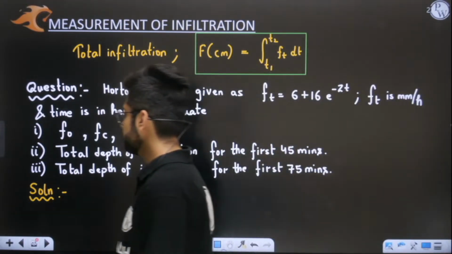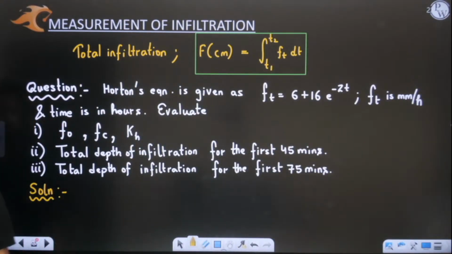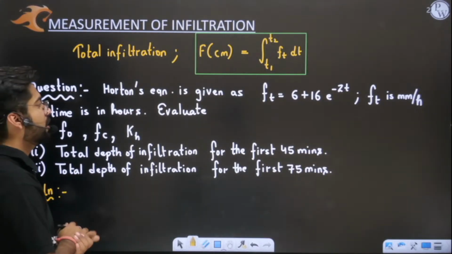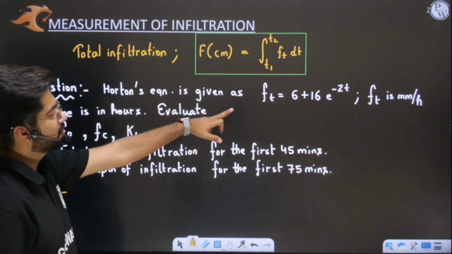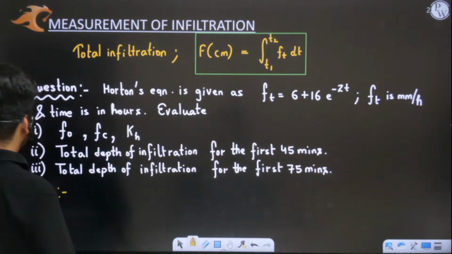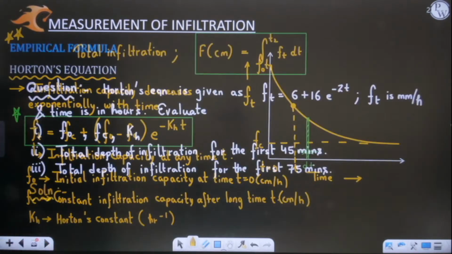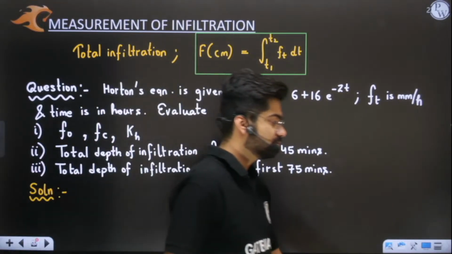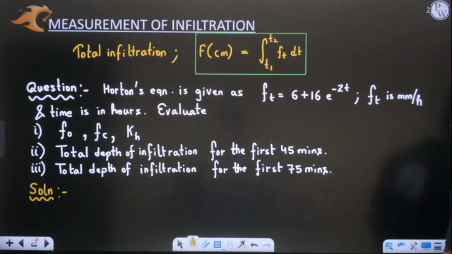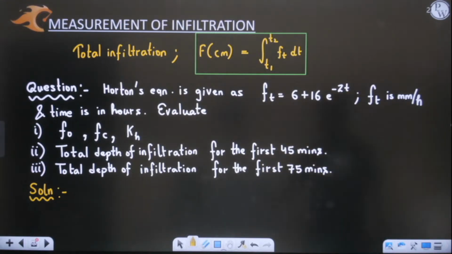So how will we solve this? See, this is a simple question. Nothing tough is there. This equation is given to us: 6 plus 16 e power minus 2t. You have to compare it with our equation, and from there you can find it. I will also solve it in our calculators.